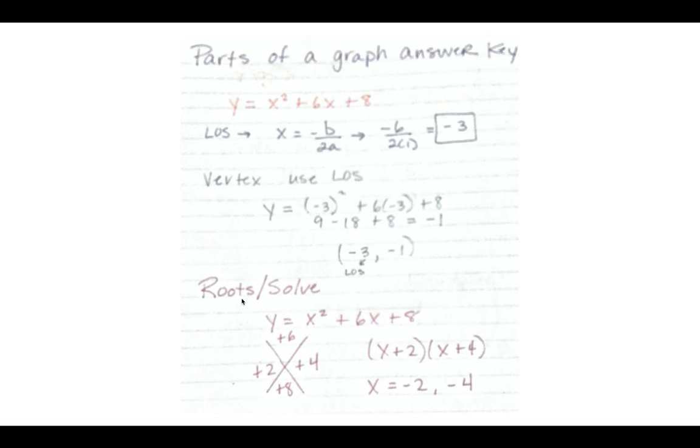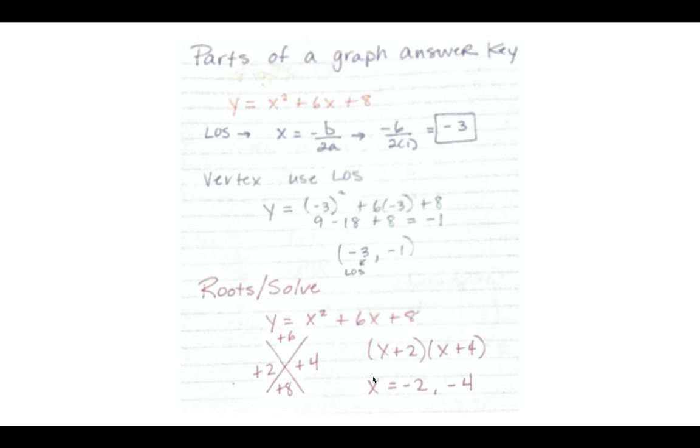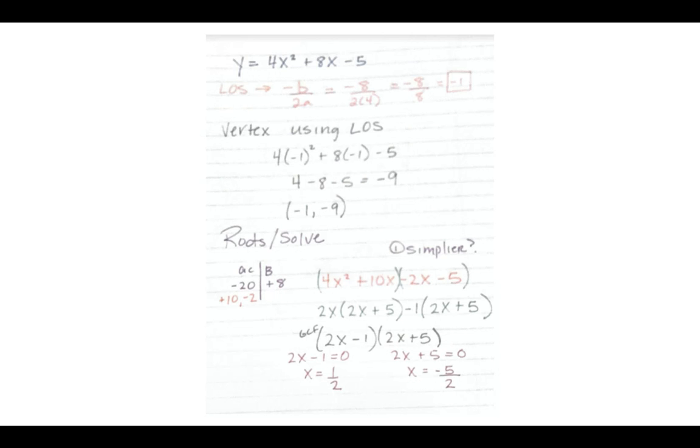Finally, we have to find the roots, the x-intercepts. I just factored. When I find +2 and +4, remember that is not the roots. You need to then solve. So I'd set both of those equal to 0. So I end at -2, -4.